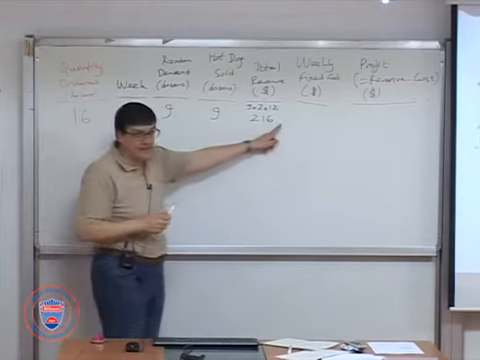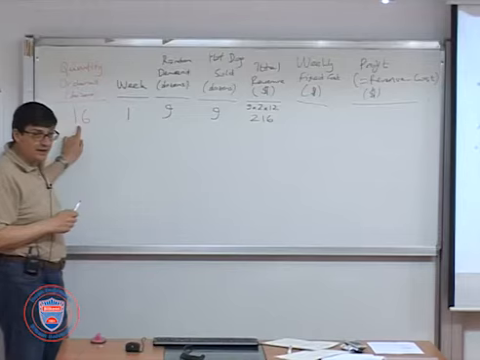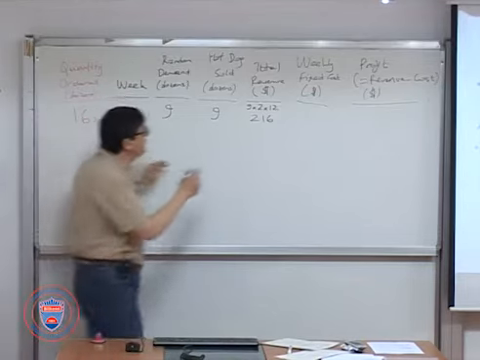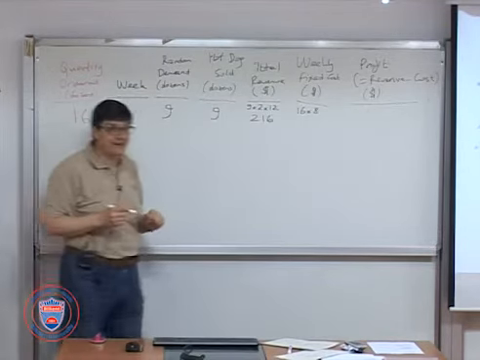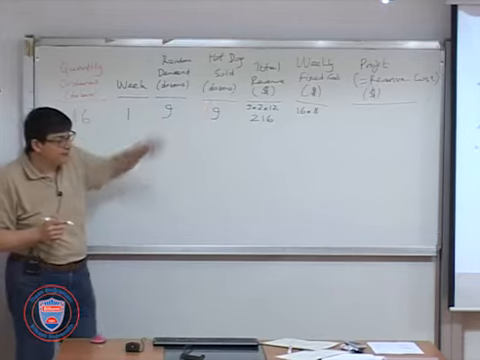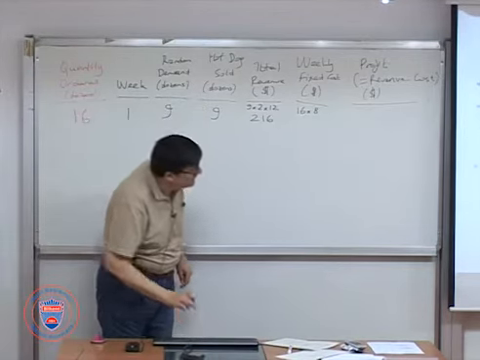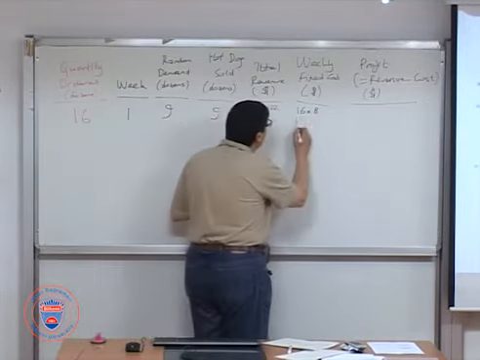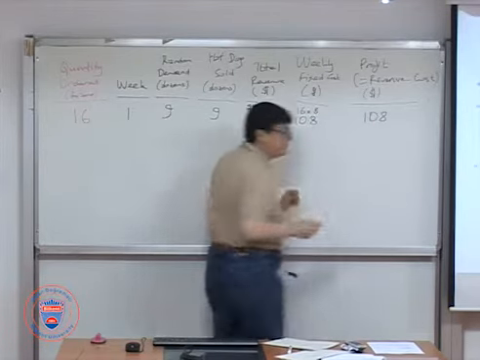Now, what is the weekly fixed cost? If this is my decision, I am going to have 16, and each dozen is going to cost me $8, if you look at the data in the previous slide. Okay? And as a result, this number is going to be 128, and my profit will be $88.